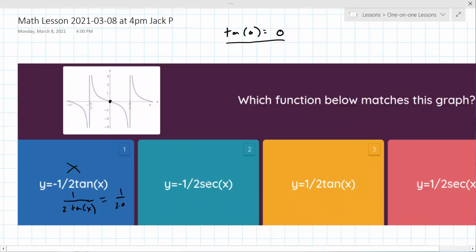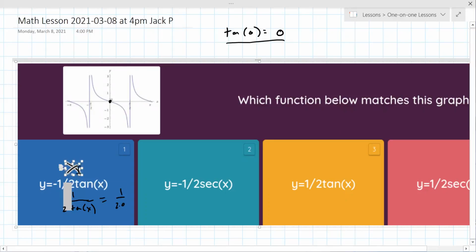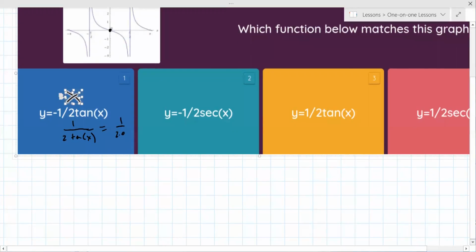This isn't right either. Sorry, these aren't formatted correctly, so it makes it really hard to know what to tell you here. Okay, let me try something else.